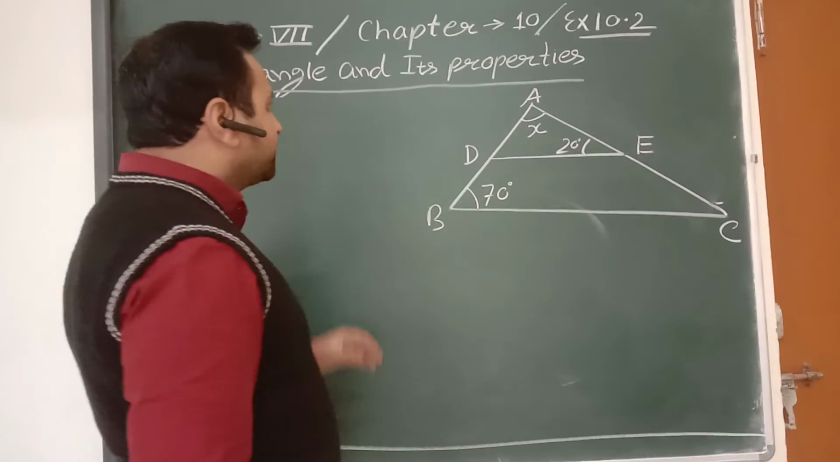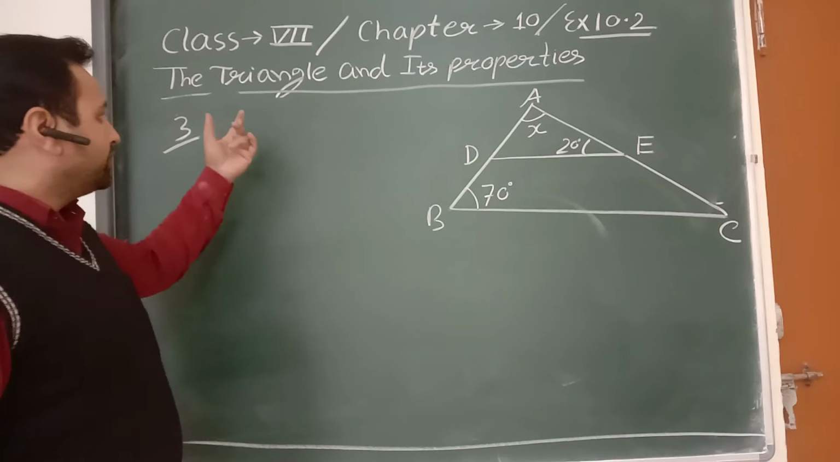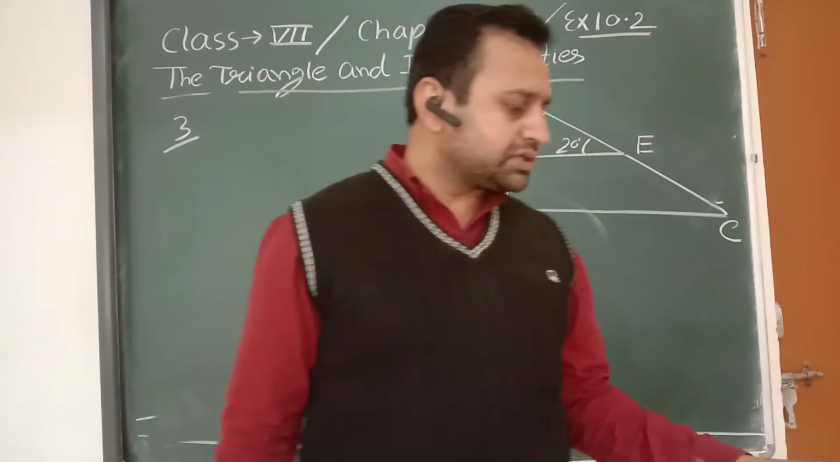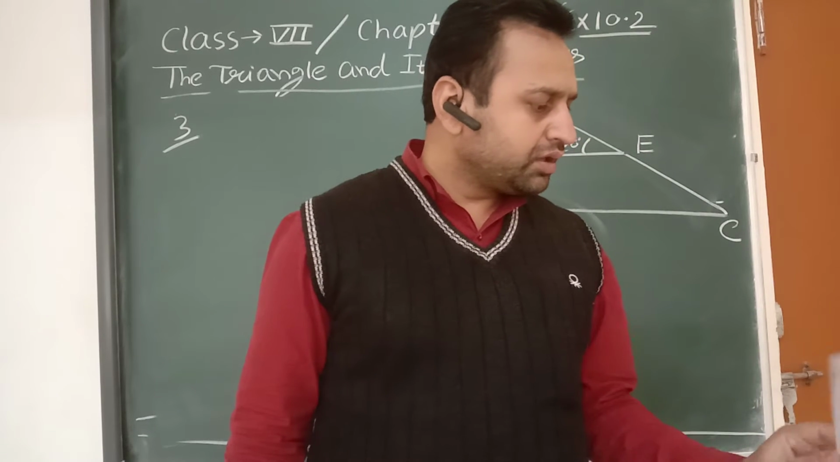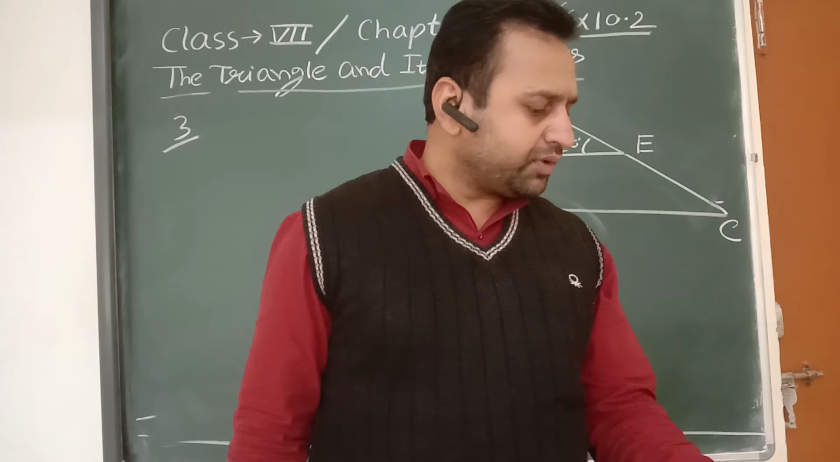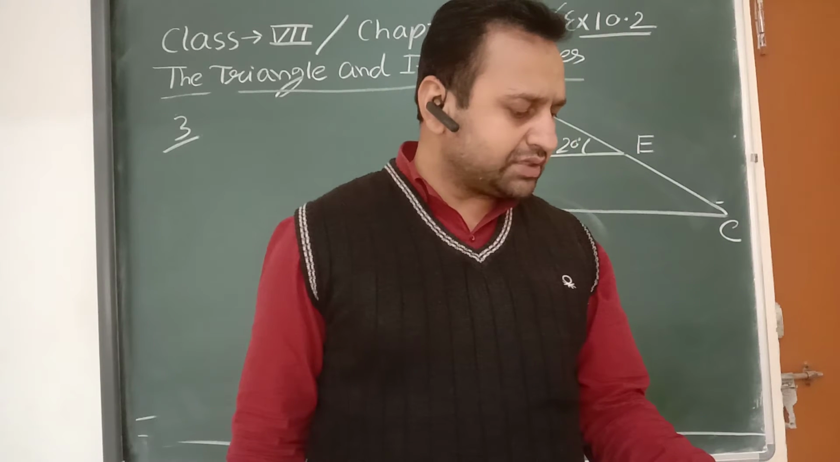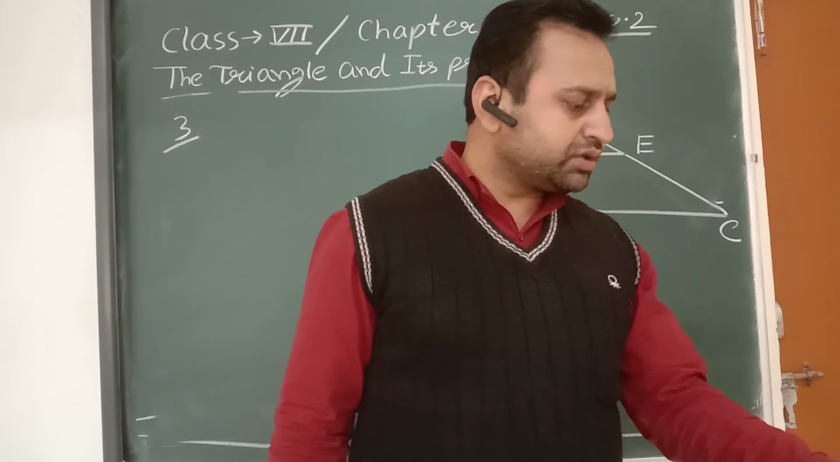Good morning students, class 7 chapter number 10 exercise 10.2, triangle and its properties. In the previous video we discussed some special lines in a triangle and some properties based on the angles, and we completed exercise 10.2 up to question number 2. Now we discuss question number 3.